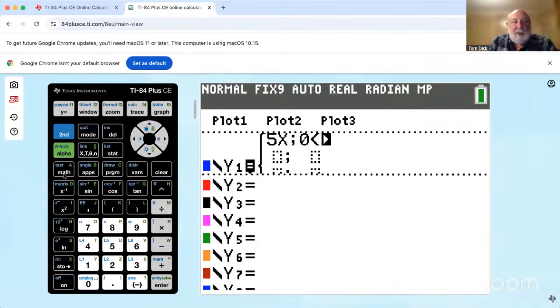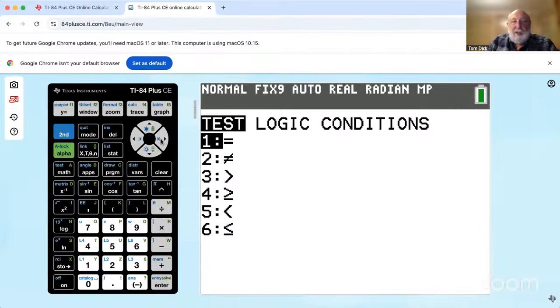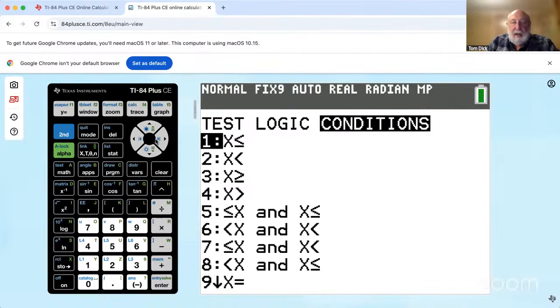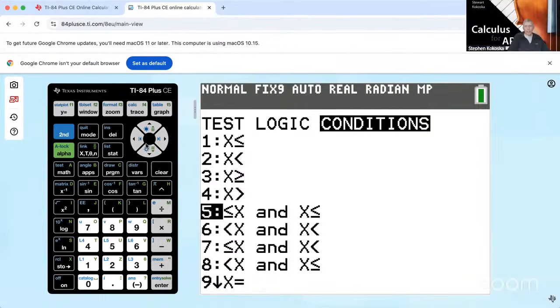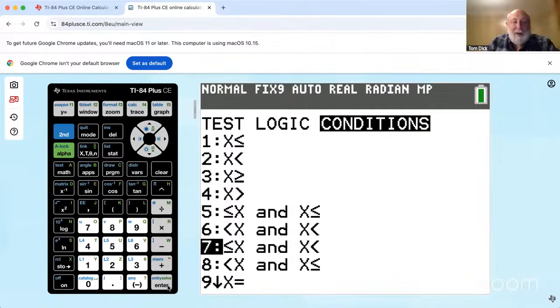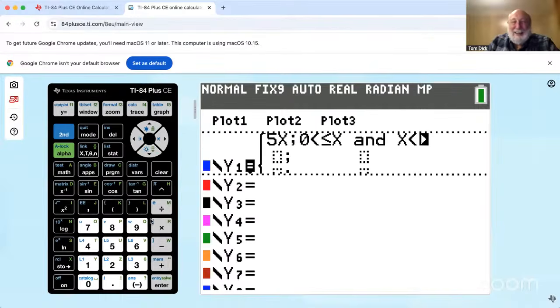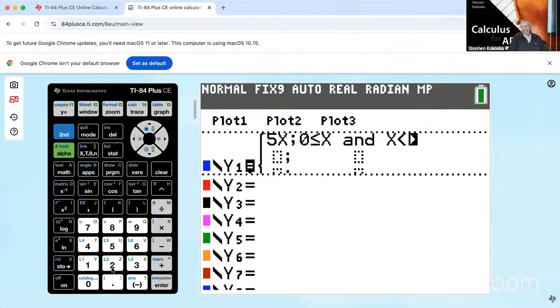I'm going to go to test, conditions, and I think I wanted number 5 or number 7. Number 7. Yeah. Okay. Third time was a charm. Here we go. Now we got an extra less than there. Let me get rid of that real quick. There we go. Finally, I've got it.